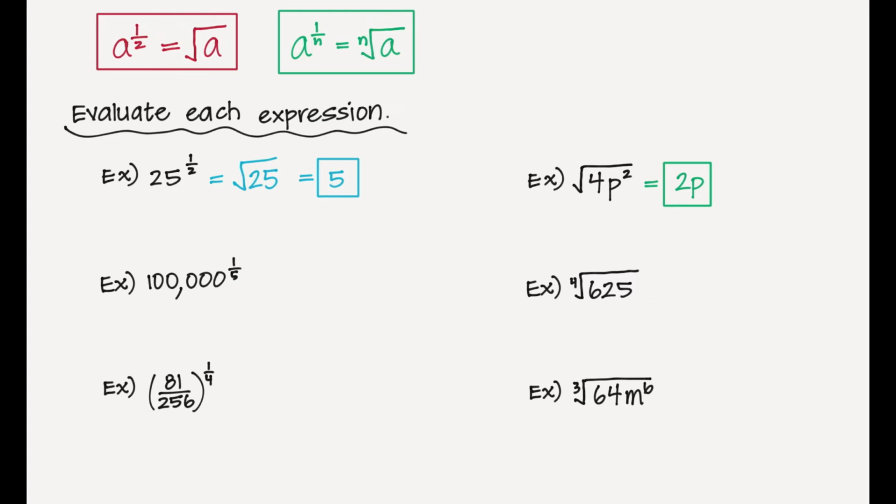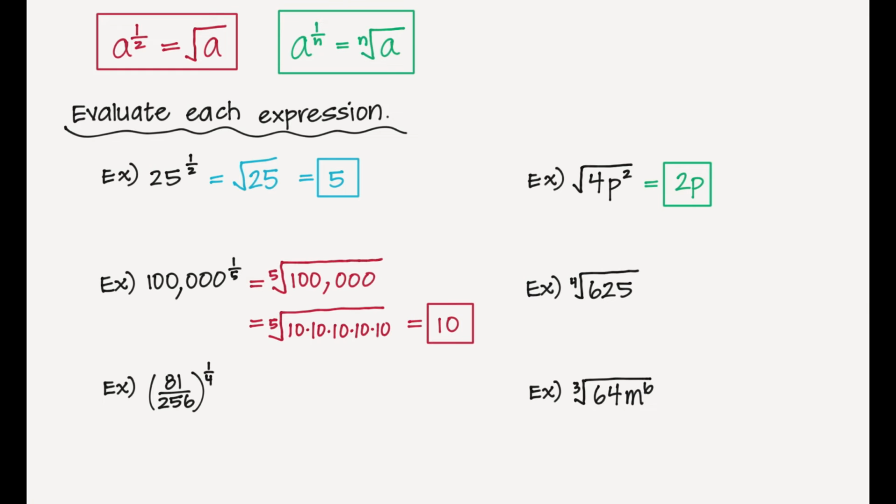So in our next example, we have 100,000 to the 1/5 exponent. So this means I'm going to take the fifth root of 100,000. I'm trying to find one number times itself 5 times to get me 100,000. Well, that's the same as 10 times 10 times 10 times 10 times 10. So that means that the fifth root of 100,000 is 10.